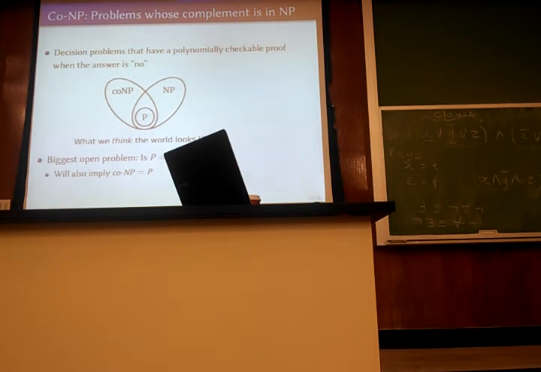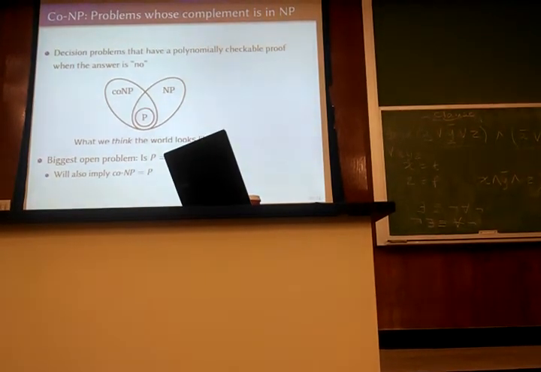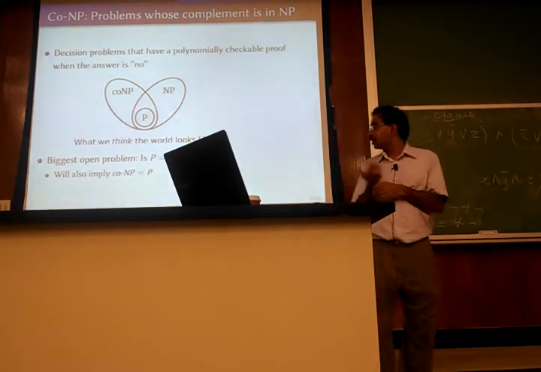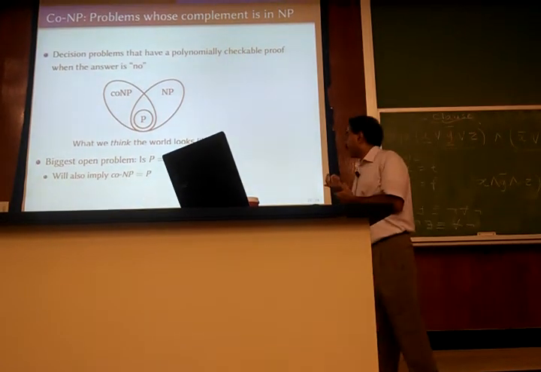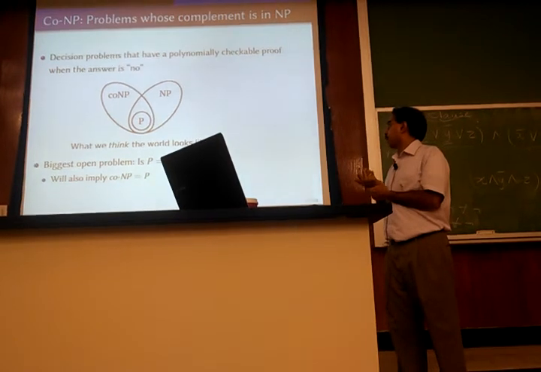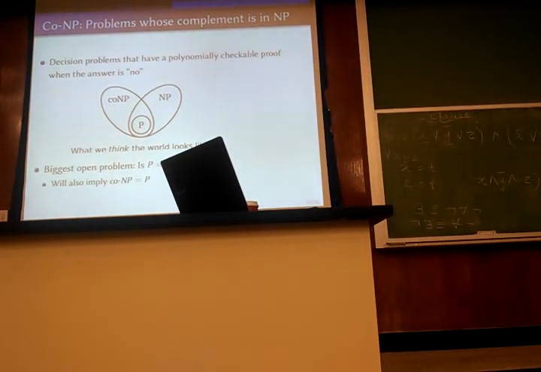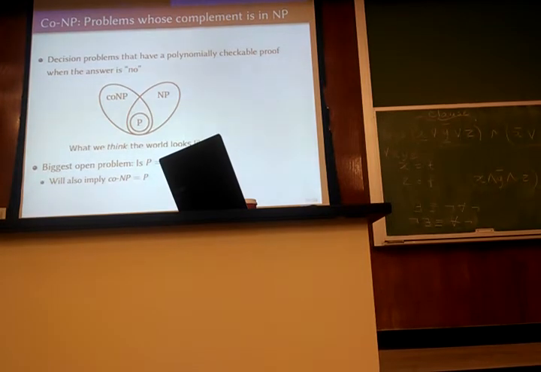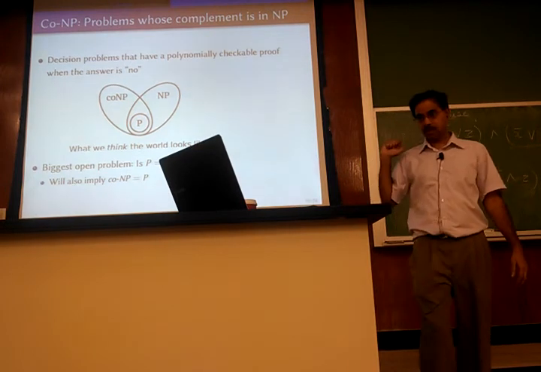And of course, one of the biggest open problems, for which there have been a number of so-called proofs which prove to be wrong, is this problem of is P equal to NP. And if P equals NP, then of course what that means is that everything in NP is solvable in polynomial time, which means that whether the answer is positive or negative, or whether the answer is yes or no, you still will solve in polynomial time. Therefore, co-NP will also collapse to P.